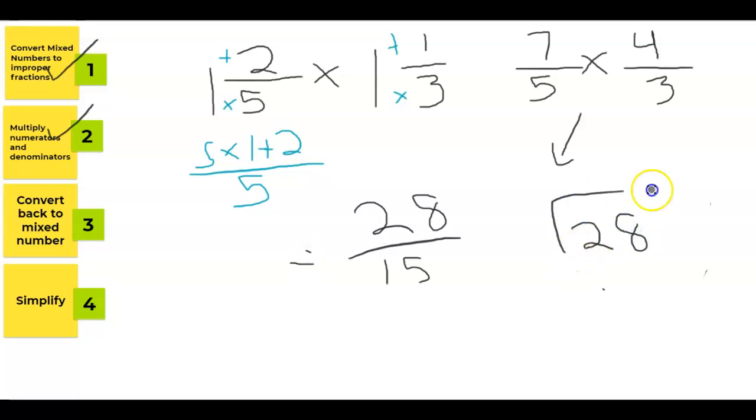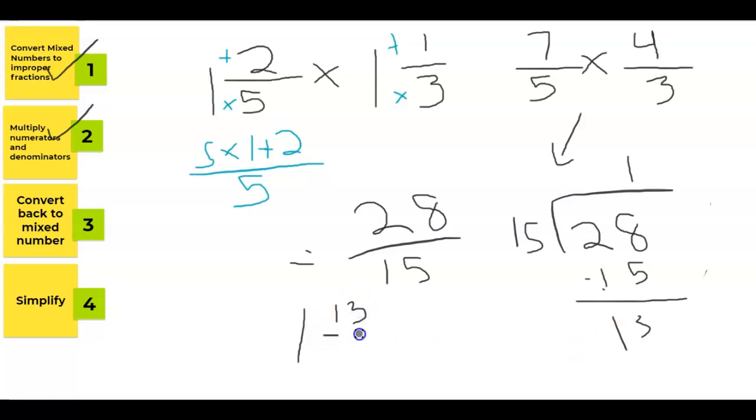28 divided by 15. Well, 15 goes into 28 once, and then we've got to find out what's left over, right? 1 times 15 is 15. What's 28 minus 15? Well, 8 minus 5 is 3, and 2 minus 1 is 1, so 13 is left over. So that means 15 goes into 28 one time. There's my whole number. 13 left over. And then my denominator, remember, always stays the same. It's 15. 1 and 13/15.